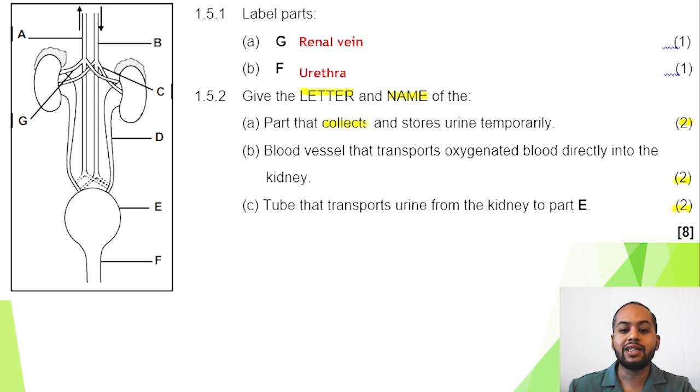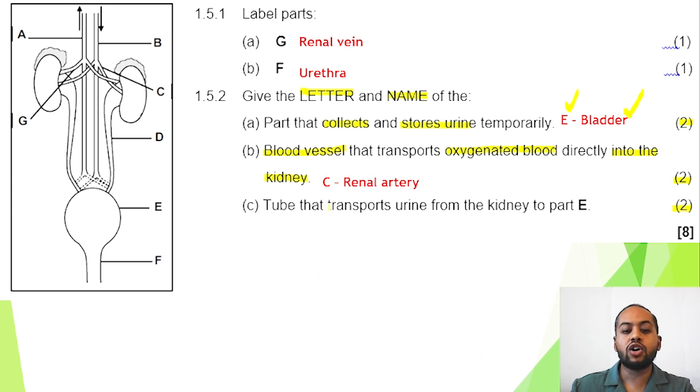Firstly, the part that collects and stores urine temporarily. This part will collect and store urine temporarily, which is going to be part E, the bladder. Notice how we give the letter and we give the name so that we can get 2 marks for the question. We don't only want 1 mark. The blood vessel that transports oxygenated blood directly into the kidney. Here is the tube that's taking it into the kidney. The label is C and the answer is the renal artery.